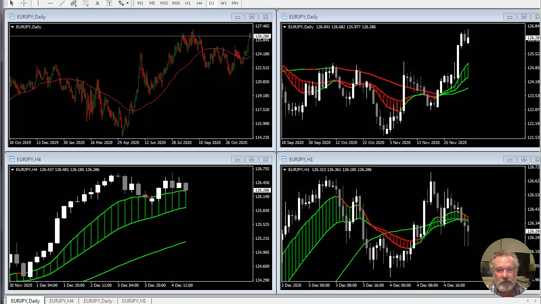I'm not going to go into that now, because what the system is helping us to do is to identify signals, identify the trends on the daily, identify signals on the lower time frames of 4-hour or 1-hour, and we could change this to a 30-minute if we wanted to trade with that short a time frame.